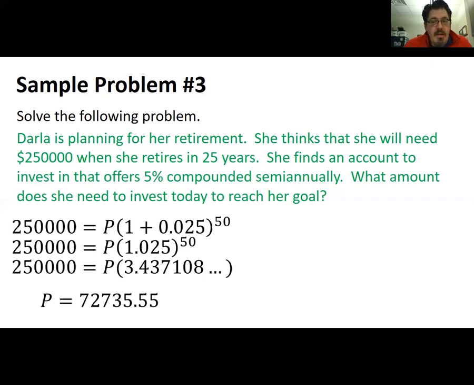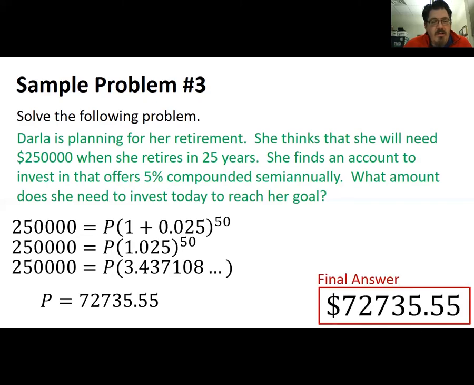So what this means is Darla needs to invest $72,735.55 if she puts that into this particular account and lets it sit there, doesn't add any more to it, just lets the interest compound and add to that over time. After 25 years, it'll grow from the 72,000 approximately all the way up to 250,000. So there you go.